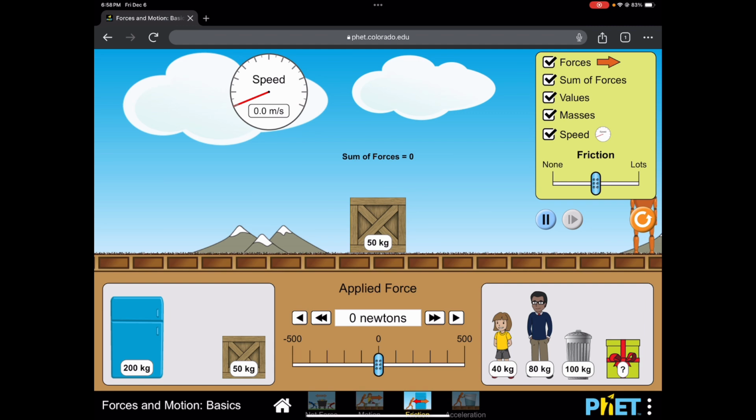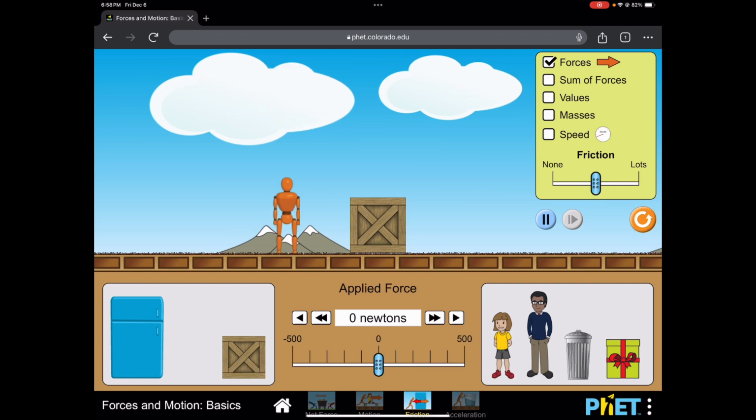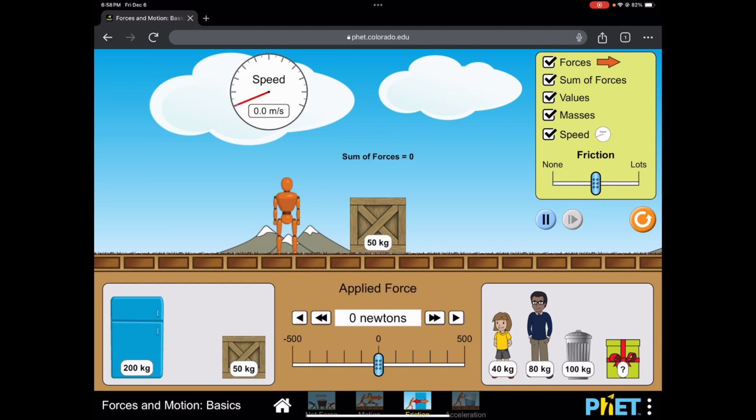One of the first things that we found is that when the box is not moving, the friction force is going to equal the applied force. Those are the only forces acting on the object, so the friction force is going to balance out. Let me refresh this. There we go.